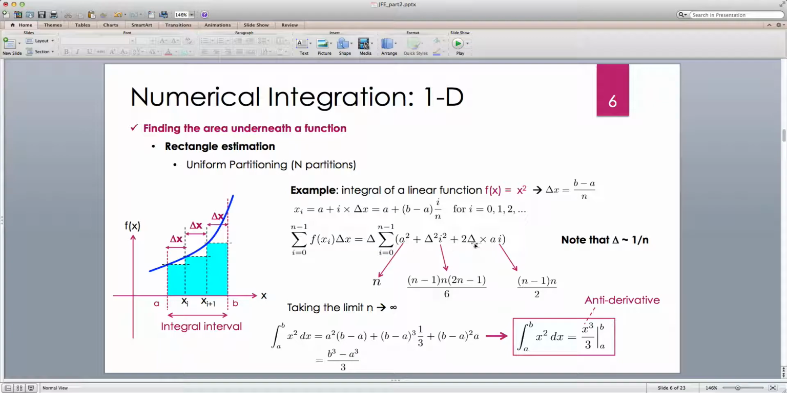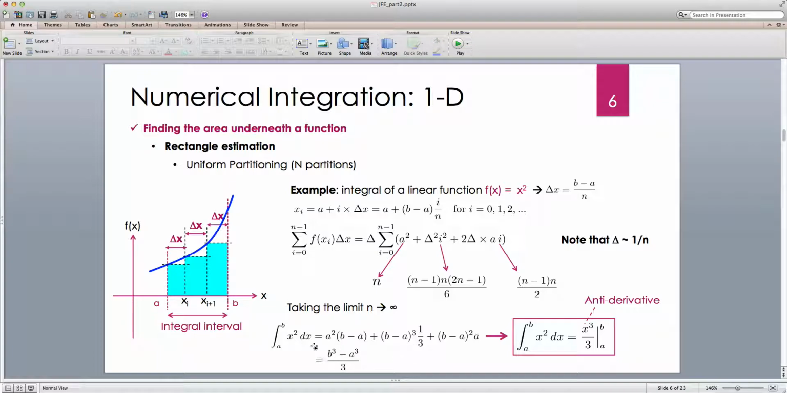The last term is 2 delta squared times a times i, right? And the summation of the i gives me n squared over 2 as the order of magnitude. And we also have a delta squared, which is proportional to 1 over n squared. So they also cancel out. This gives me a times (b minus a) squared. Now if you simplify this, it gives you b cubed minus a cubed over 3. All right?